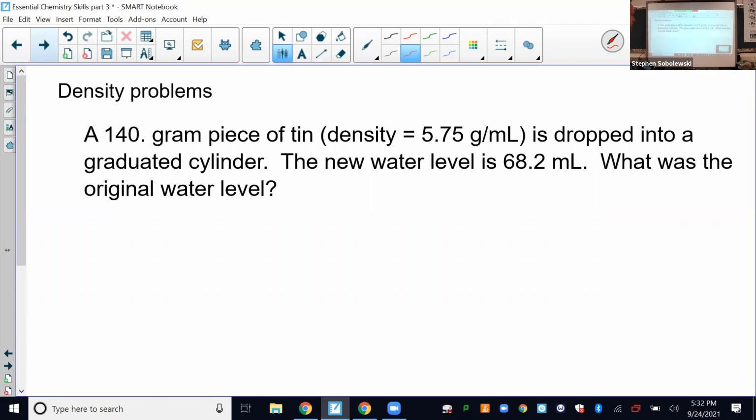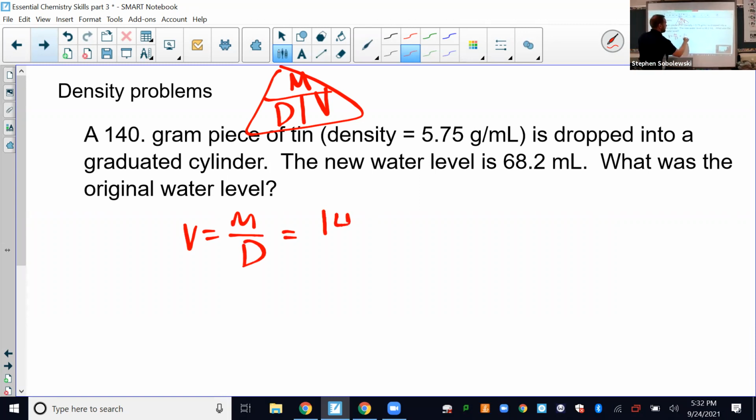So what are we solving for? We're solving for the original water level. But to find the original water level, we just need the volume of the object, and then we'll compare it to the new water level. So we're solving for V. DMV. V equals M over D, which equals 140 grams divided by my density, which is 5.75 grams per milliliter.